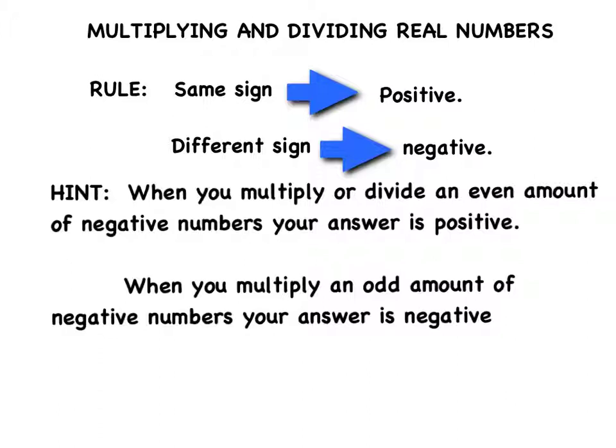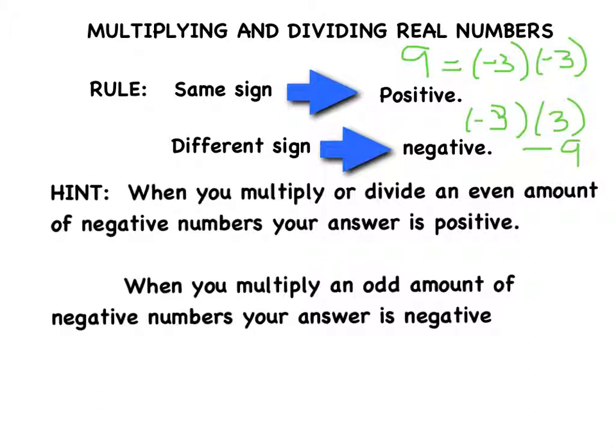The rule says that same signs, positive; different signs, negative. That means that if I have, for example, a negative 3 times a negative 3, those two are same signs. What will be my answer? 9. But what if they have different signs, like, for example, minus 3 times 3? What will be my answer? Negative 9, because different signs, negative.